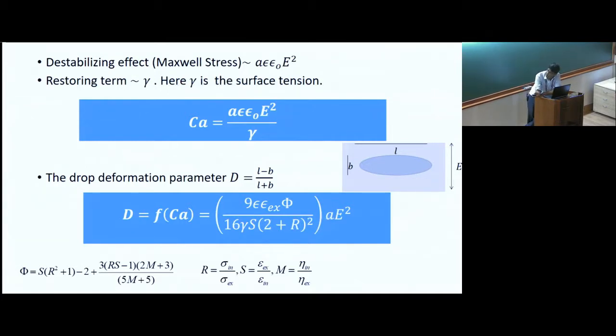Just for the sake of completeness, this expression of D has a phi in it. And the phi is a ratio of the electrical conductivities, which is a function of R, which is sigma in by sigma external. When I write in, it means the inner fluid, that is something up here. The external is the outer fluid up here. S is a measure of the ratio of the dielectric constants, and M is the viscosity ratio.